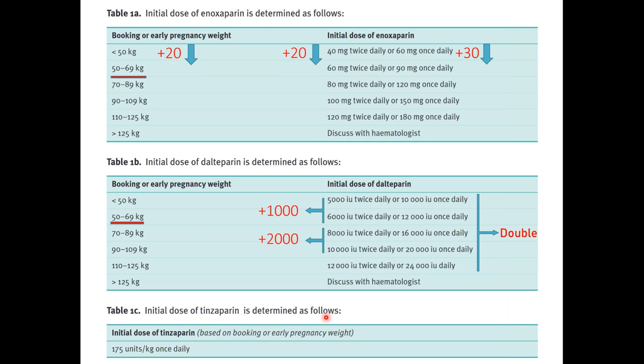In case of tinzaparin, the initial dose of tinzaparin is about 175 units per kilogram once daily, according to the protocol.